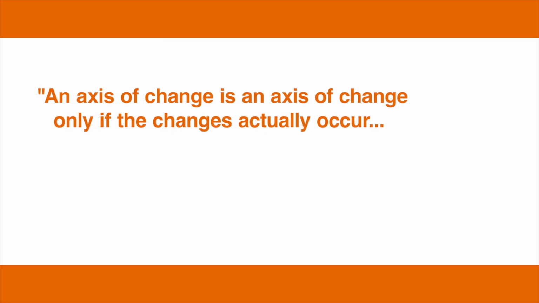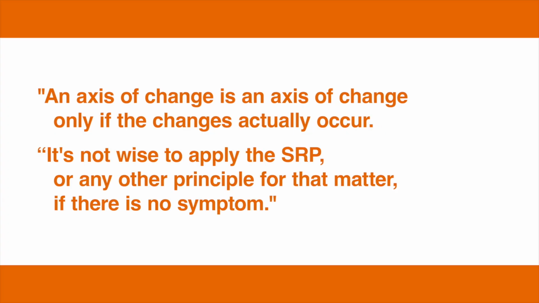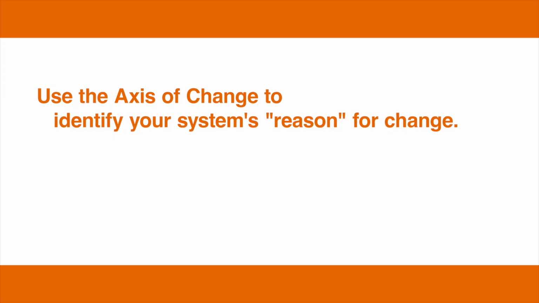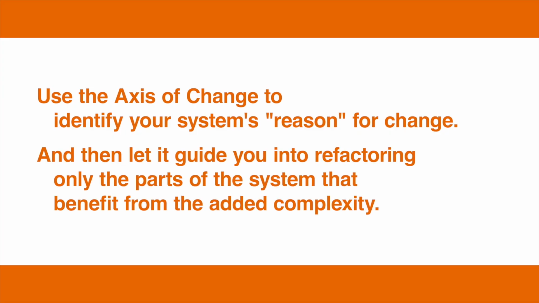Martin writes, an axis of change is an axis of change only if the changes actually occur. It's not wise to apply the single responsibility principle or any other principle for that matter if there's no symptom. Use the axis of change to identify your system's reason for change and then let it guide you into refactoring only the parts of the system that benefit from the added complexity.